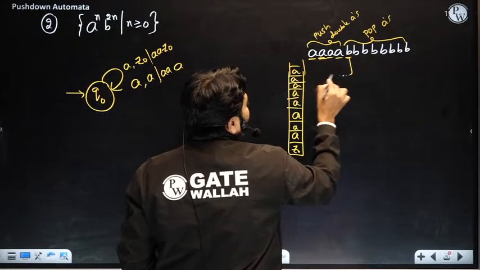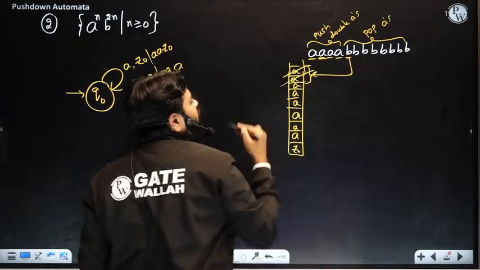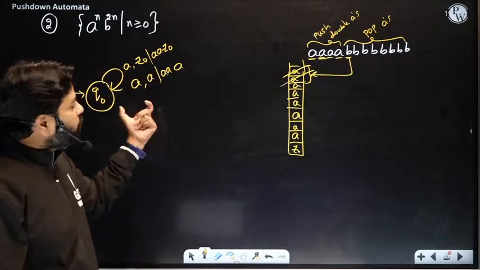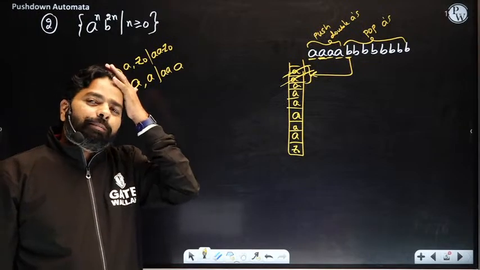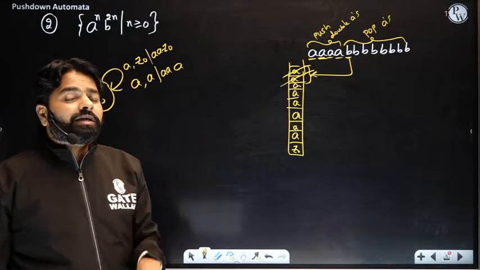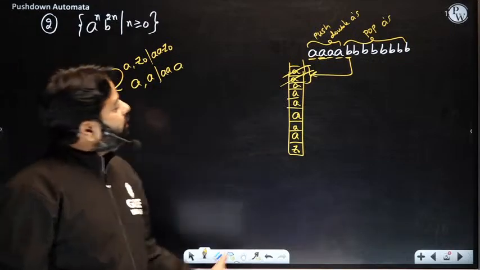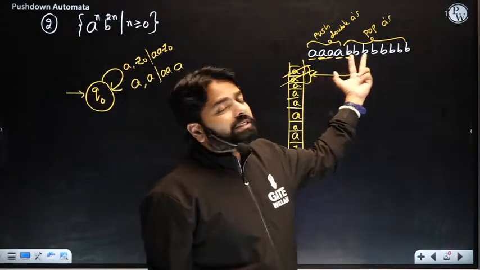When the b comes, b has to pop 2 a's. So how do you do that? For 1 b you should pop 2 a's. Can we do that directly? If you want to design a PDA, you can. But a deterministic PDA cannot pop 2 a's at a time. So what you have to do, you can also do one way: for every 2 b's you can pop 1 a.